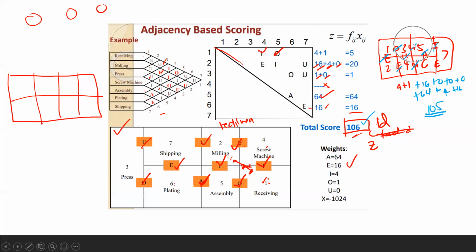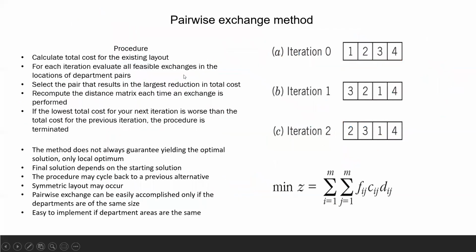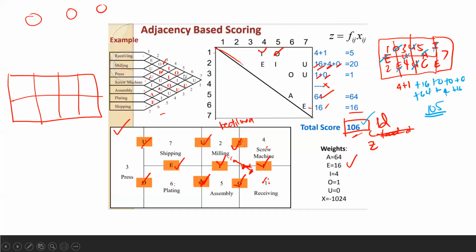105 lang yung score natin dito as compared dito na 106. So much better pa rin yung layout na to kaysa dito. So definitely you can do again trial and error muna dito kasi yun lang yung option natin. But we can then compare one layout to another. Okay guys. So meron ba kayong suggested layout dito? Or okay na po tong sample na binigay ko?